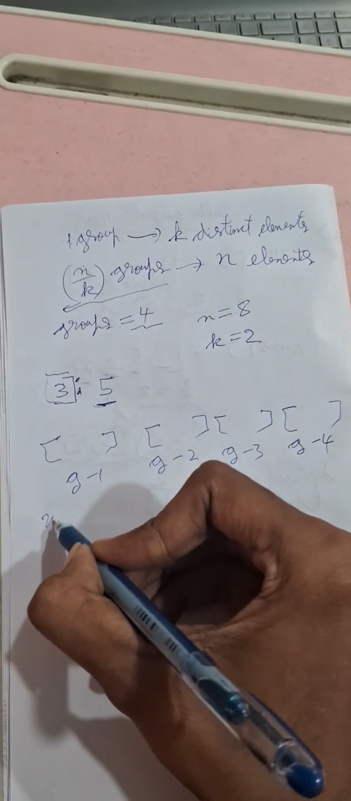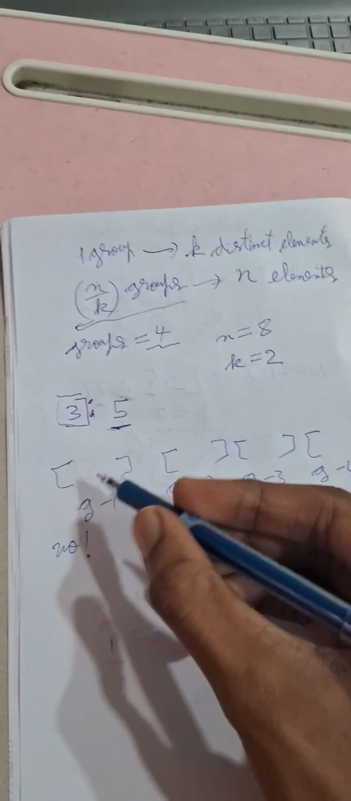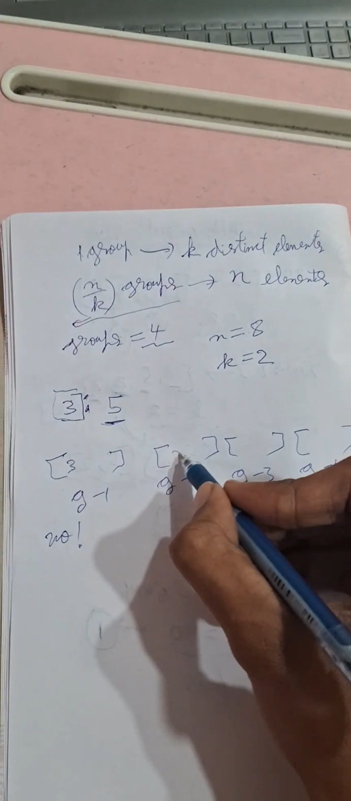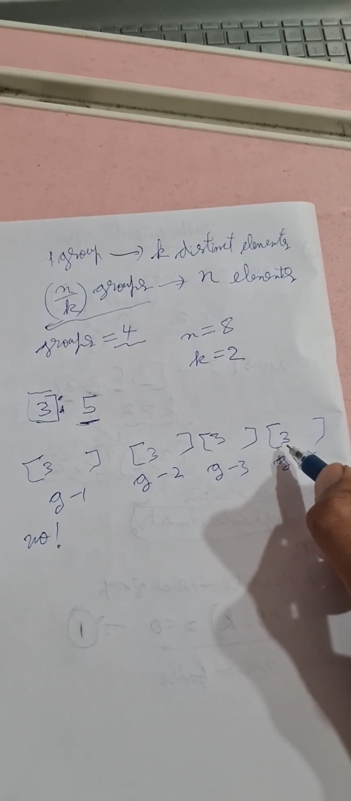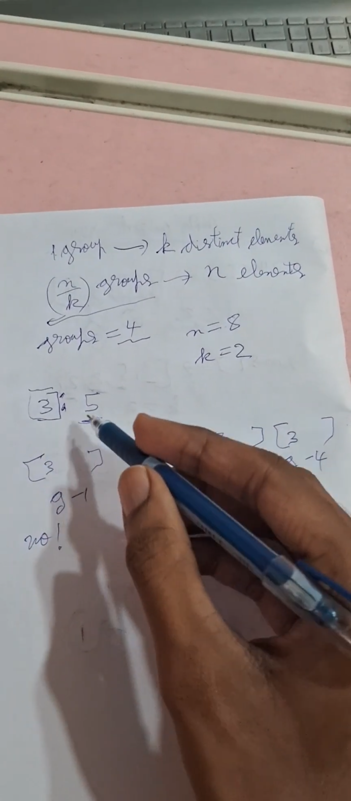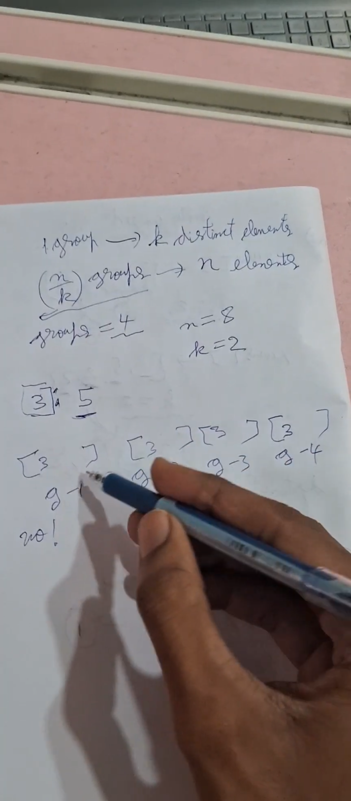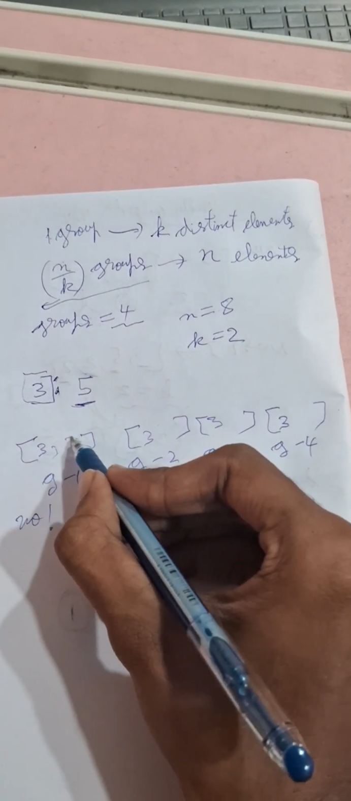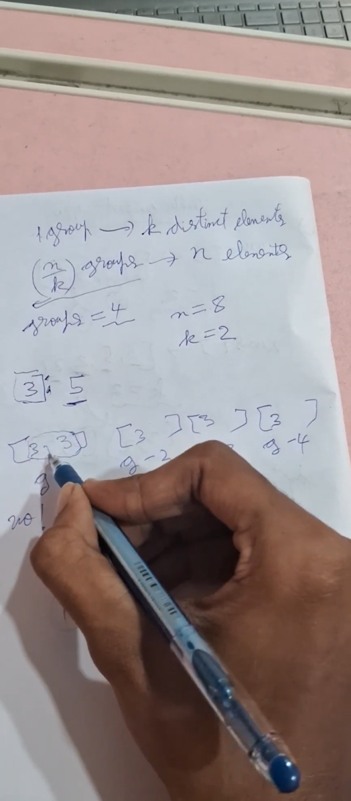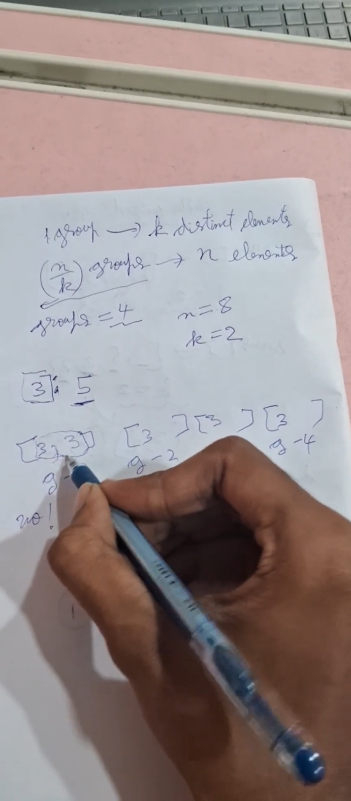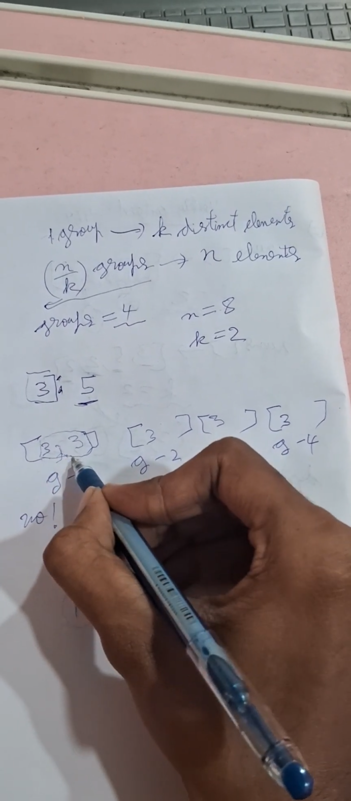No, I cannot do that. See, for example, try to place. I will place a 3 here. I will place a 3 here. I will place another 3 here. I will place the 3 here. So how many 3s are over? 4. But one more 3 is remaining. Where should I place it? If I place here, this will become a duplicate. This is not allowed according to the given problem statement. So you should not do this.